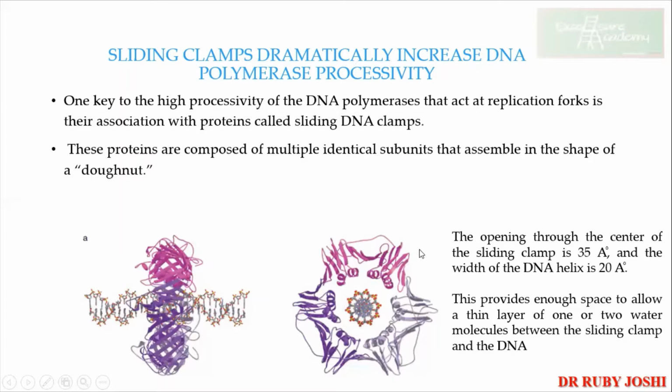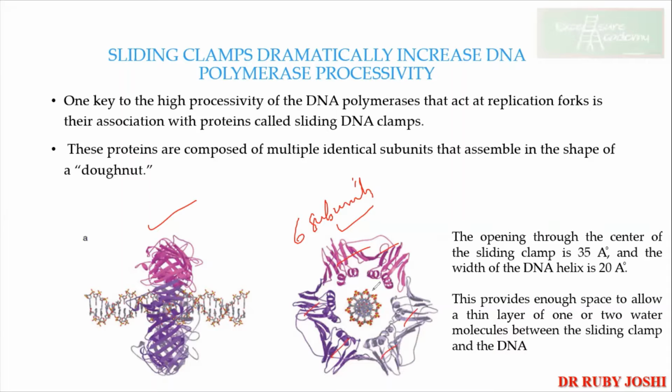And they are made up of multiple identical subunits assembled in the shape of a donut. Can you see it over here? So how many subunits are there? Can anyone tell me, by looking at this figure and this figure, the number of subunits required for the sliding clamp? Six, ma'am. Yes, very good. So there are six subunits: 1, 2, 3, 4, 5, and 6.